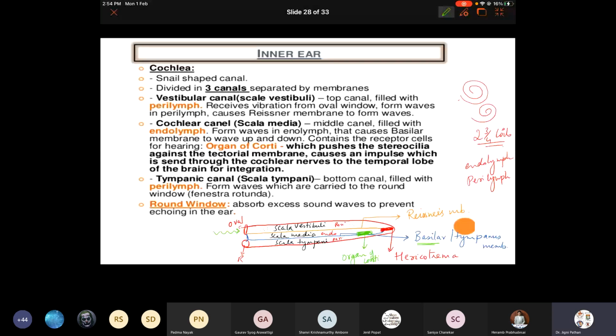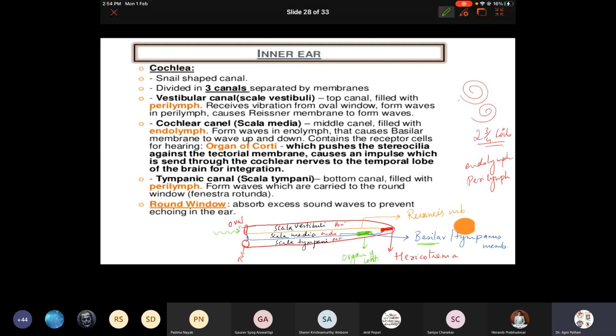Are you understanding? Because the organ of Corti is resting on the basilar membrane. If the perilymph or scala tympani chamber gets disturbed by the waves, the basilar membrane gets disturbed. When the basilar membrane gets disturbed, your organ of Corti also gets disturbed. Right?